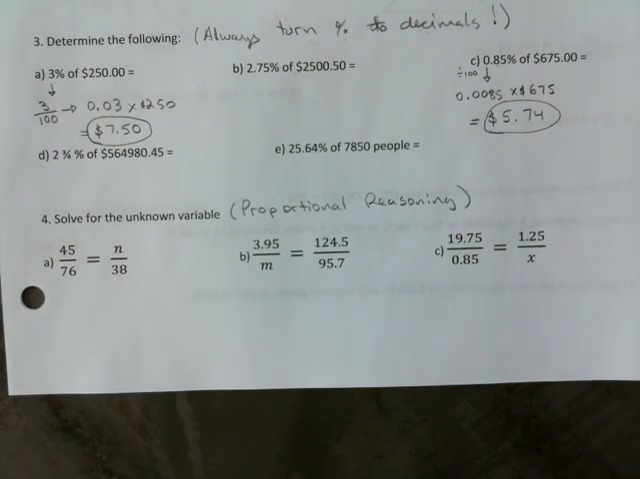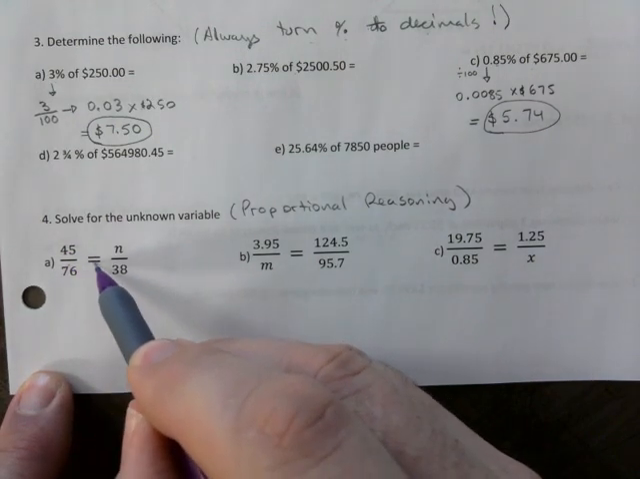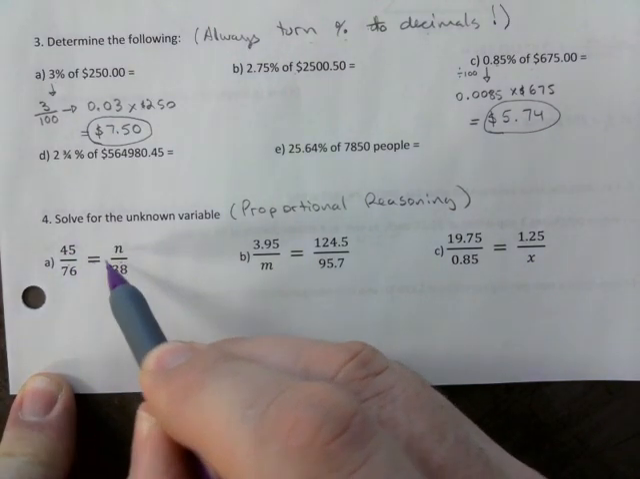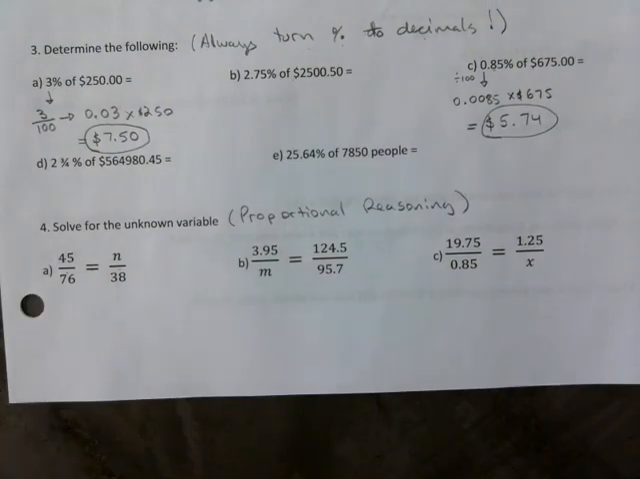Proportional reasoning is basically saying, hey, if this is true, then fill in the blank so that the other side is true as well. Right? That's what it is. If this is true, we want this to be equal to the other side. So what must that be? So you ready for it?